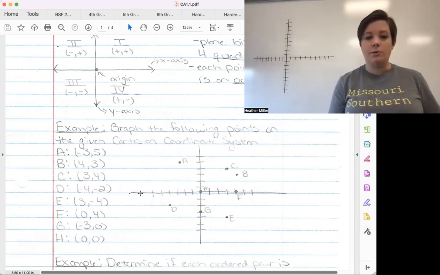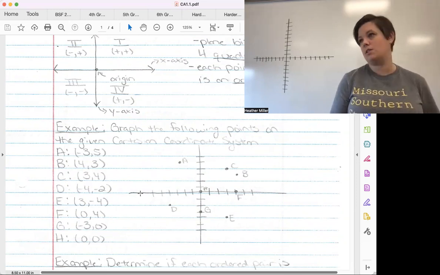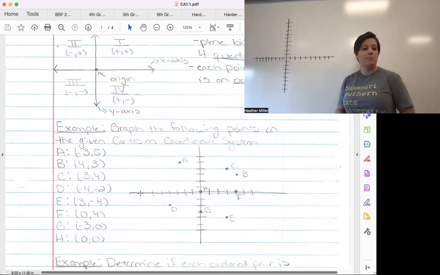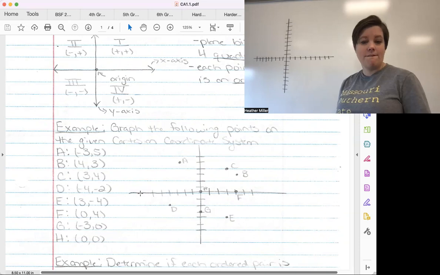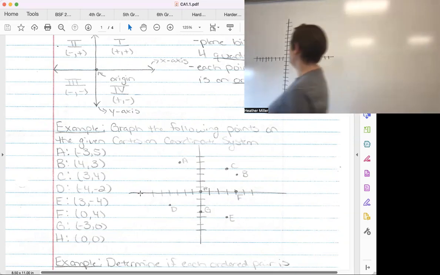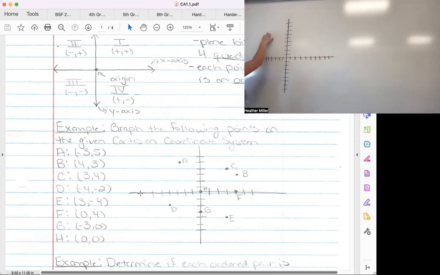It says graph the following points on the given Cartesian coordinate system. And so it gives you a graph and then you're just going to drop the points. For A, we have -3, 5. So our x is negative and our y is positive. So we know then that we need to be over here in quadrant 2. -3 is negative on the x's, so we go over 1, 2, 3. And then we're going to go up 5. 1, 2, 3, 4, 5. Where the -3 in the x's and the 5 on the y's cross is where we're going to plot point A.